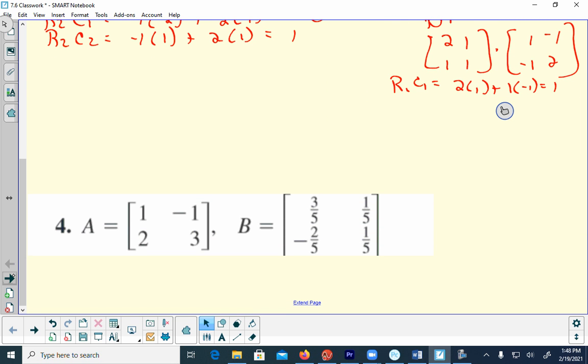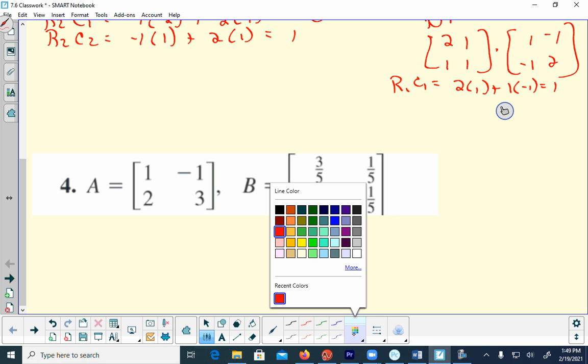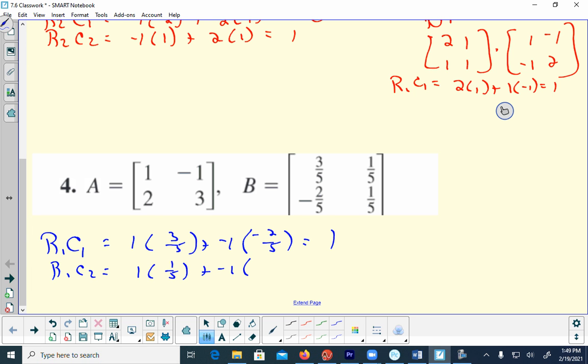Number 4 is asking you to do the same thing, except number 4 has the added bonus of some fractions. How can we pass that up? So when I do row 1 times column 1, I am going to do 1 times 3/5 plus negative 1 times negative 2/5. So that'd be 3/5 plus 2/5, which would be 5/5, which is 1. Row 1, column 2, I'm going to do 1 times 1/5 plus negative 1 times 1/5. So that'd be positive 1/5 plus a negative 1/5, which will give me 0.